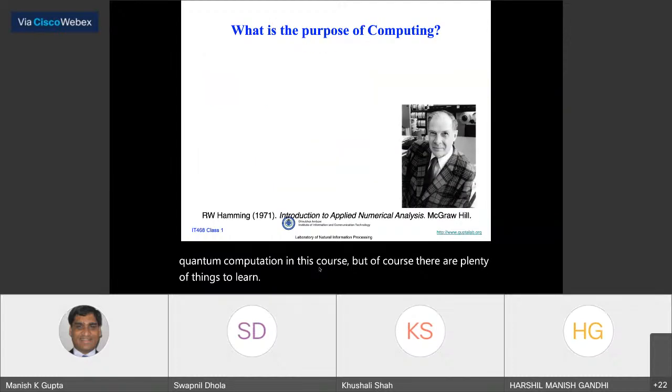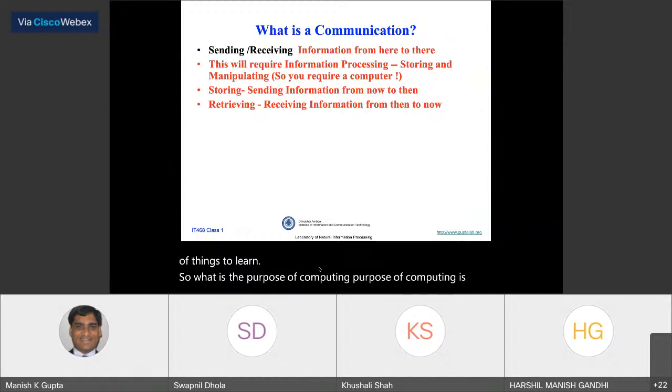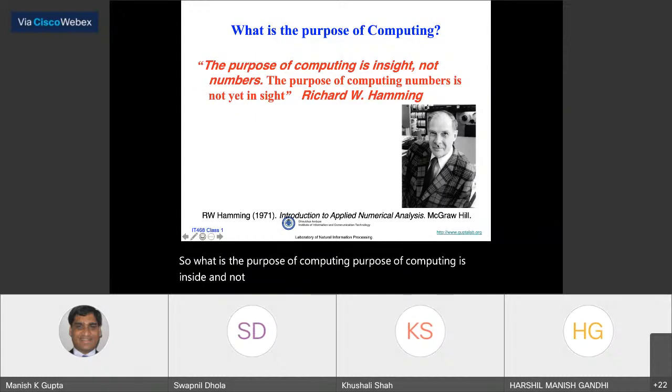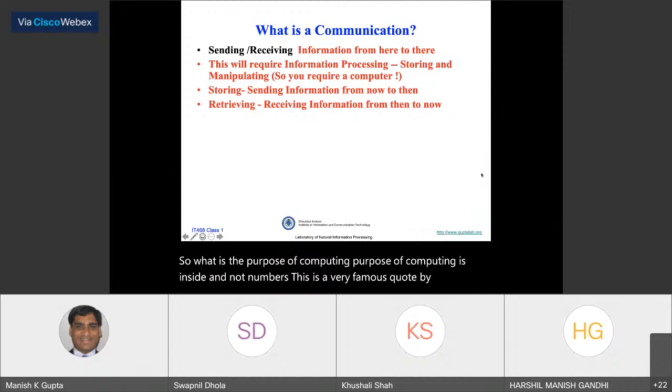So what is the purpose of computing? The purpose of computing is insight, okay, and not numbers. This is a very famous quote by Richard W. Hamming. So computing is much more than just computing numbers. And what is communication? Sending or receiving information from here to there also requires information processing, so you require a computer, right? So both of these are important aspects of ICT.